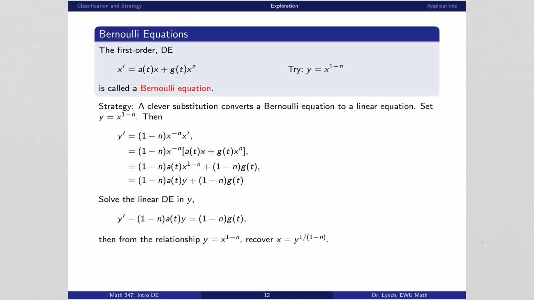So we can go ahead and solve that linear differential equation in y for the explicit family of solutions, and then just recover x from the original relationship y equals x to the 1 minus n. Now, one thing you could do is try to memorize this linear differential equation in y that's equivalent to the Bernoulli equation, but a better thing to do is just to identify the correct clever substitution and crank out the chain rule to identify a linear differential equation in y.